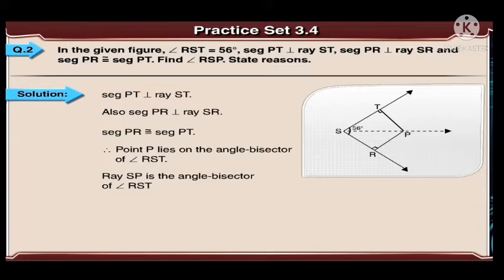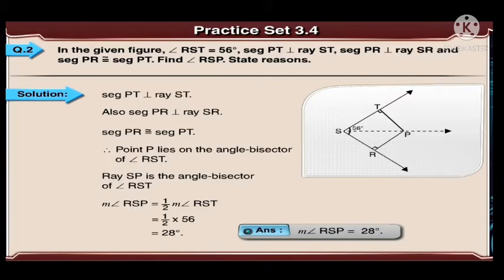Here, we have to find the value of angle RSP. So, measure of angle RSP is equal to half into measure of angle RST, which is equal to half into 56. That is equal to 28 degrees. The answer is measure of angle RSP is equal to 28 degrees.